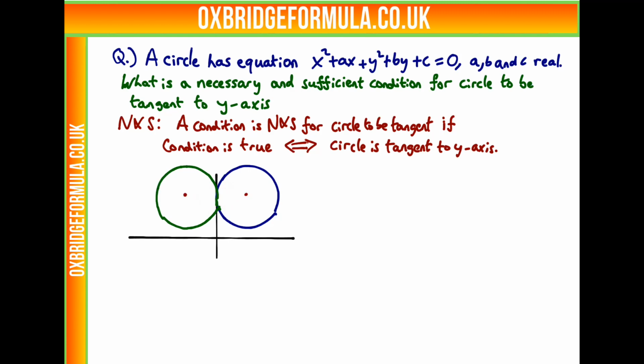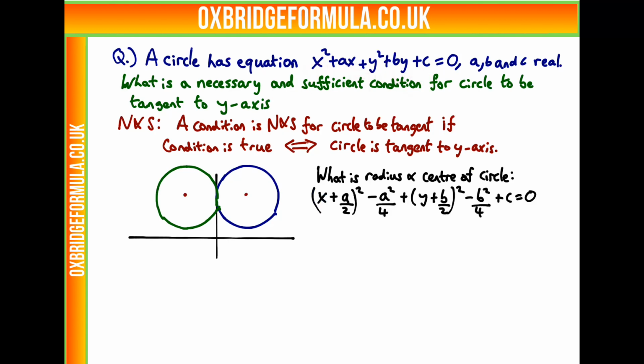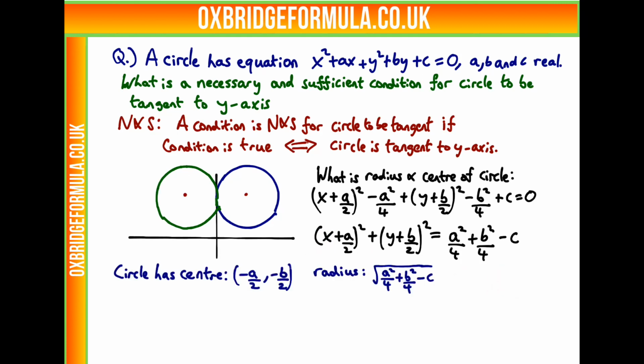So let's try and work out how this relates to a, b and c. We need to work out the centre and the radius of this circle. We can do that by completing the square, which gives us (x + a/2)² − a²/4 + (y + b/2)² − b²/4 + c = 0. Then we can move these three terms to the other side, which gives us exactly this.